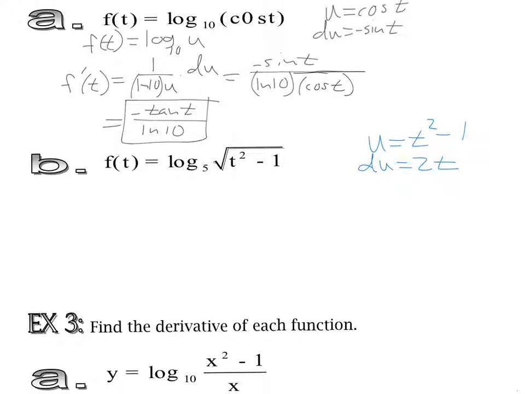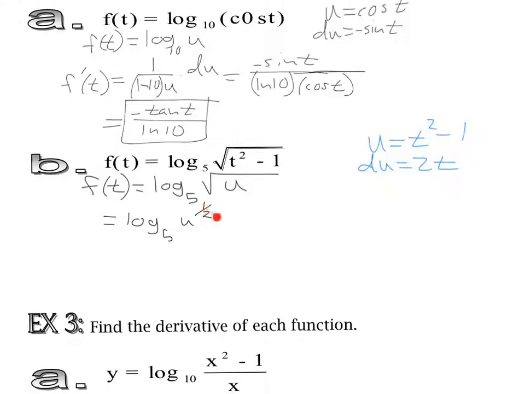So the problem with this is, without taking the derivative, if I rewrite it, I still have a function inside of a function. And this would just be a u. Now, here's the thing though. I could rewrite this as an exponent. So I'm going to go ahead and do that. Let's just write it as log base 5 of u to the 1/2.